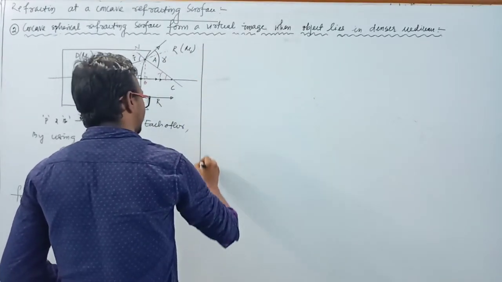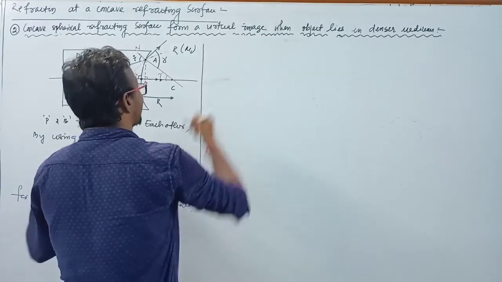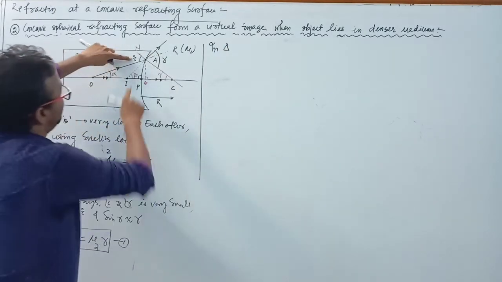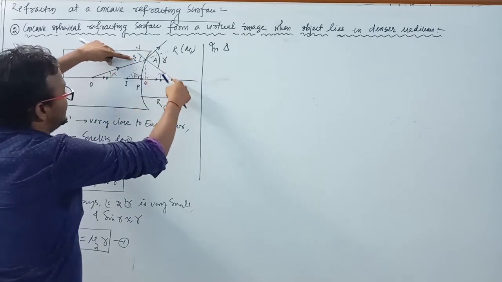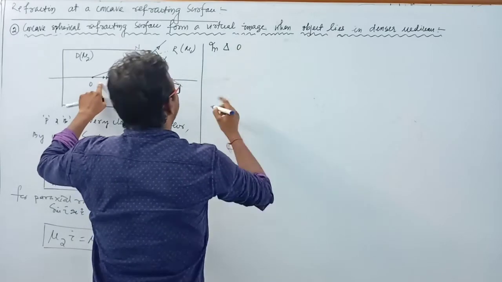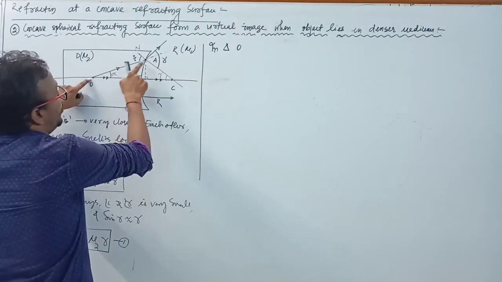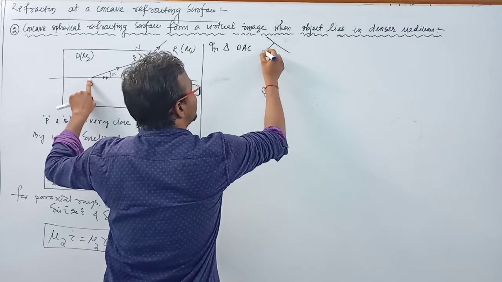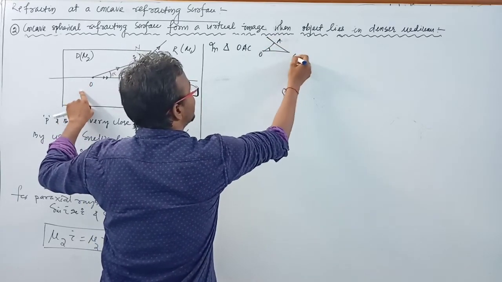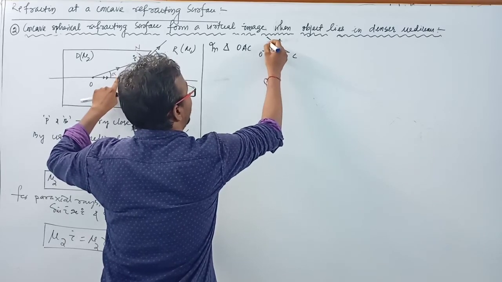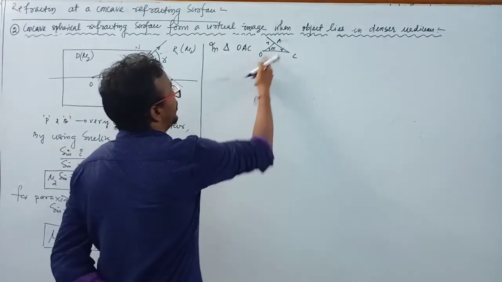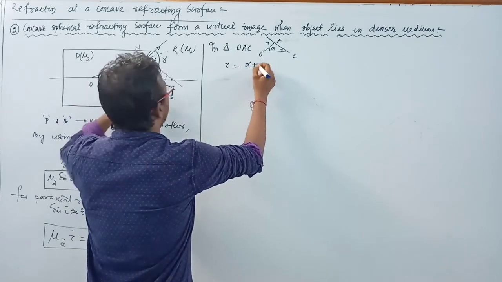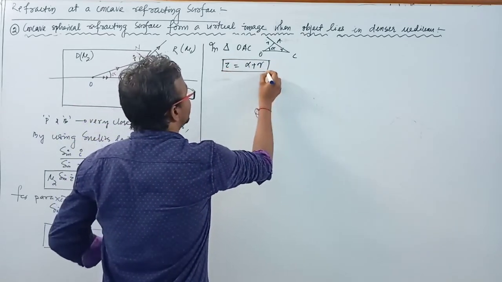First you have to choose a triangle which contains I. Take triangle OAC, in which angle OAC is alpha, this angle is gamma, and this is the angle of incidence I. In triangle OAC, I is the exterior angle, which is the sum of the two interior angles, equal to alpha plus gamma. Clear? We got the value of I.